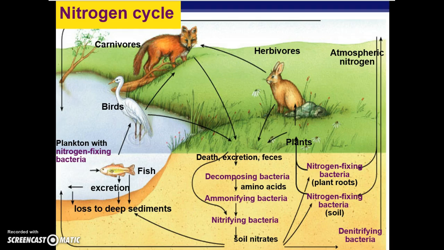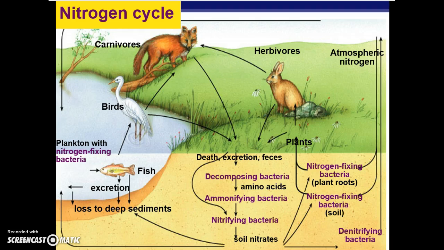The next cycle we're going to look at is the nitrogen cycle. So nitrogen, as you know, is a component of amino acids, proteins, and nucleic acids. And the main reservoir for nitrogen is in the atmosphere in the form of N2. And though this nitrogen has to be converted to NH4 or NO3 for uptake by plants, it is a major part of the cycling of this element.